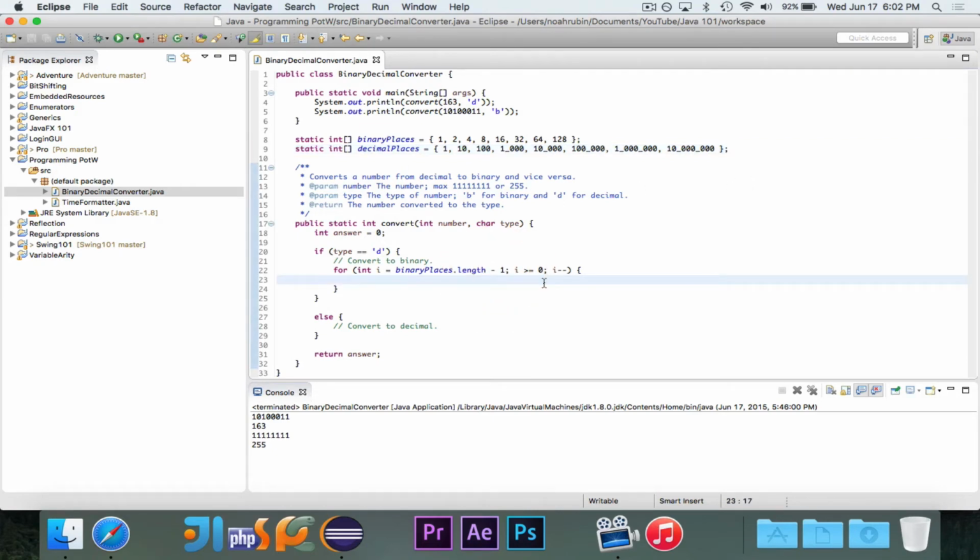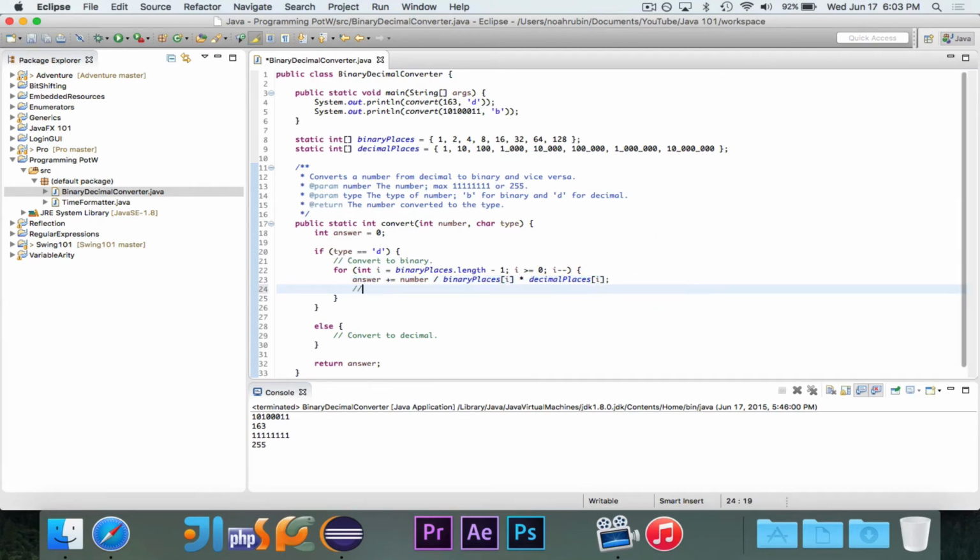So there are two things that we're going to need to do. We're going to need to add to our answer and subtract from our number, because as we take digits off of our number, we need to put them into answer. So what we're going to do is say answer plus equals number divided by binaryPlaces[i] times decimalPlaces[i]. Now we need to think about what this does, because this is half of the entire thing. All we need is one more line for modifying number, which we'll do in a second.